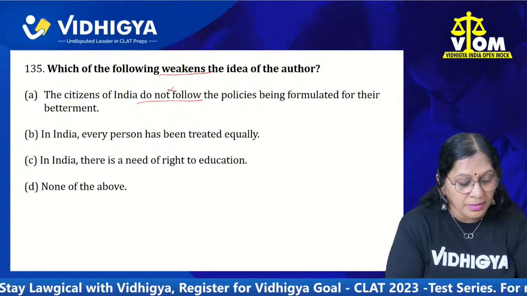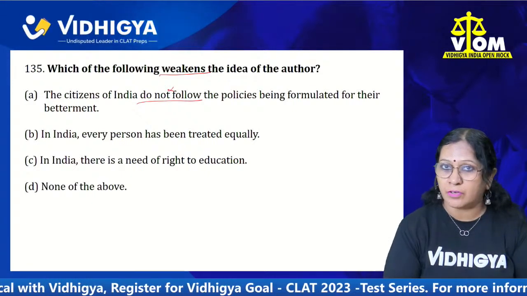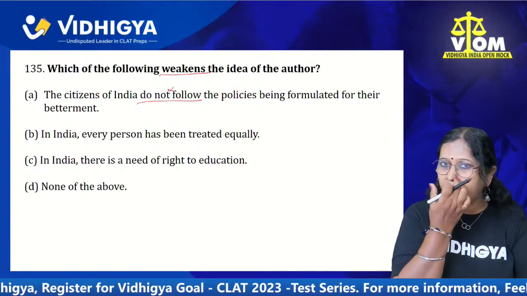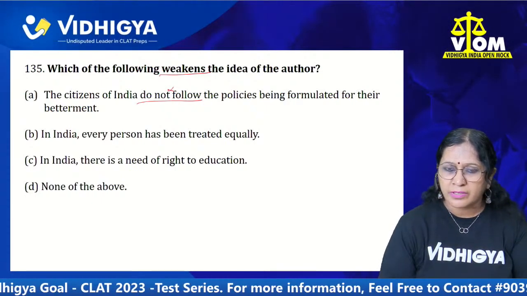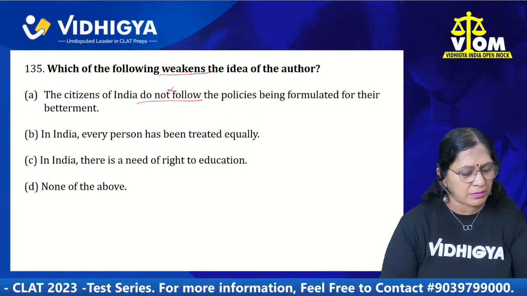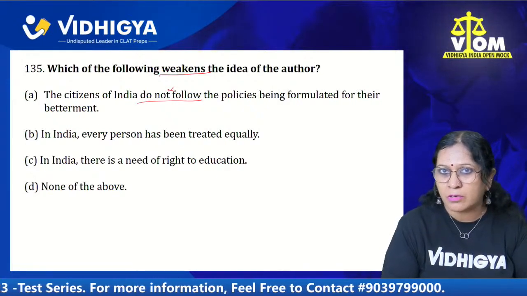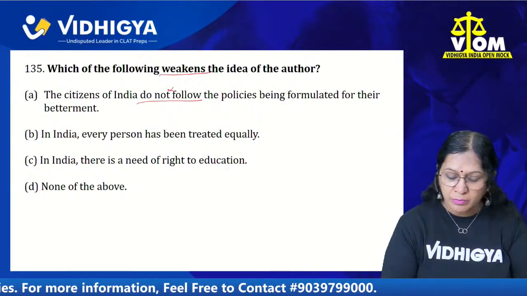But we need something that is weakening the idea of the author. Now, when we read it in a flow, we find that this can also be the answer, this is also the answer, and then we should mark all of the above. But we don't have that option, all of the above.